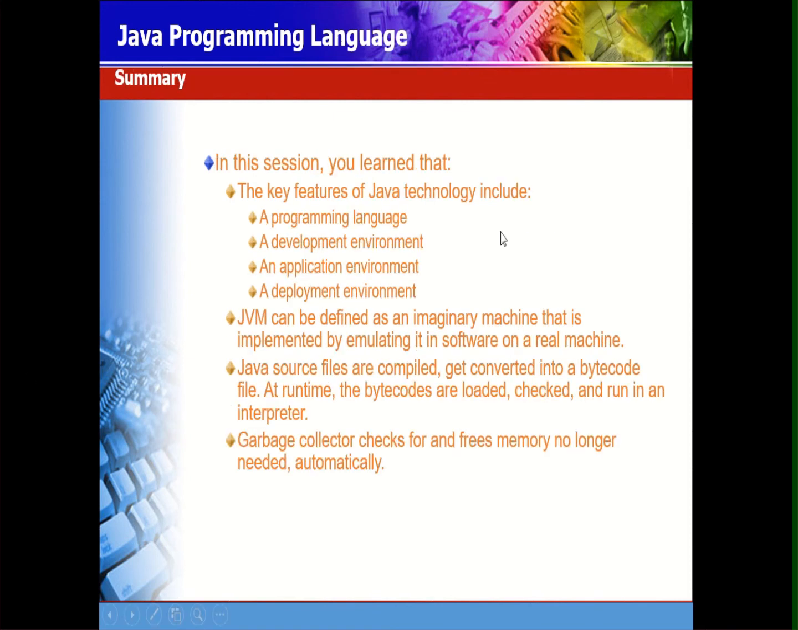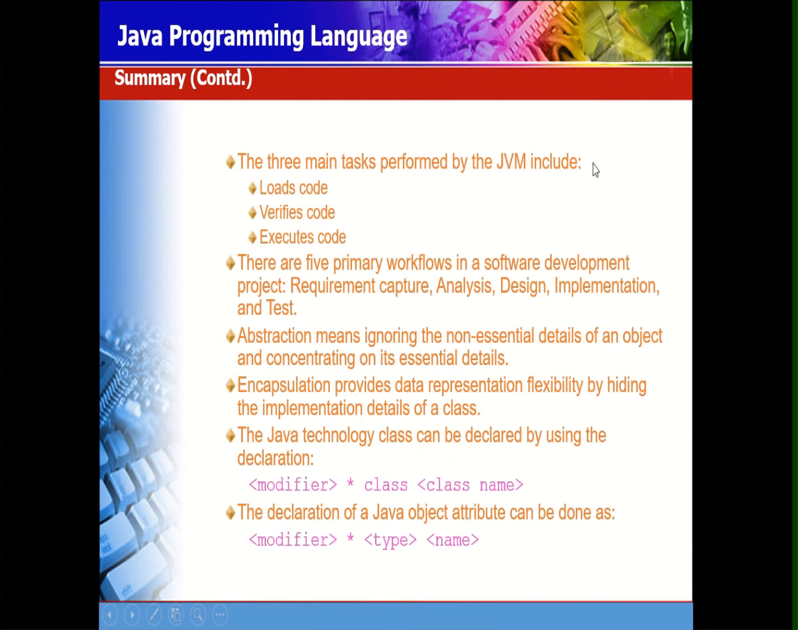So in this session we have learned the key features of Java technology, that includes programming language, development environment, application environment, deployment environment. We have studied about the JVM, that is, it is defined as an imaginary machine that is implemented by emulating its software on a real machine. Java source files are compiled and converted into a bytecode file. At runtime, the bytecodes are loaded, checked and run in an interpreter. A garbage collector checks for and frees memory no longer needed automatically. The main tasks done by the JVM are load code, verify code, execute code.